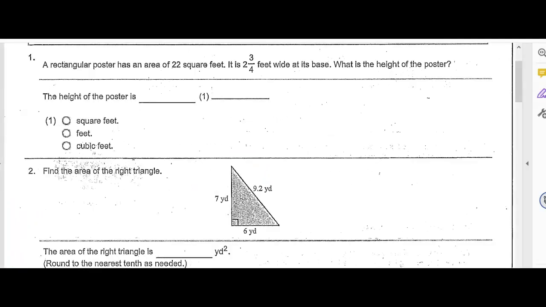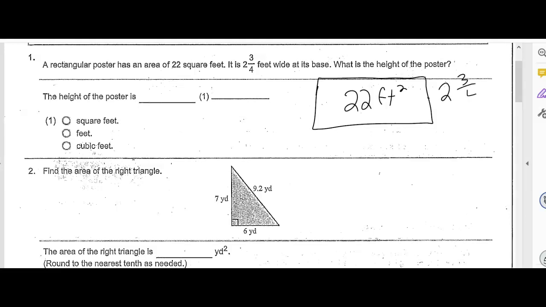For question number 1, it says a rectangular poster has an area of 22 square feet. It is 2 3/4 feet wide. What is its base? Okay, so we draw a rectangular poster. It has an area of 22 feet squared, and the width is 2 3/4. What is the height of the poster?